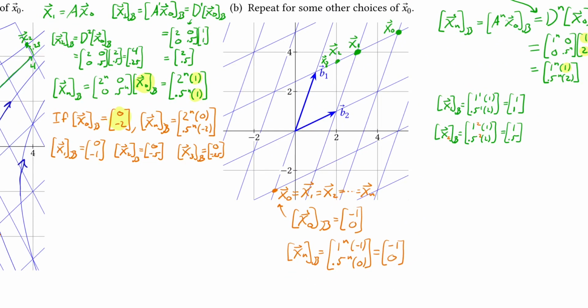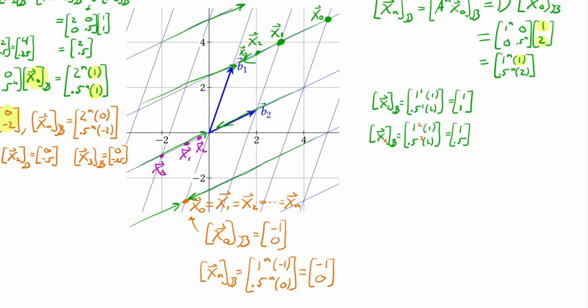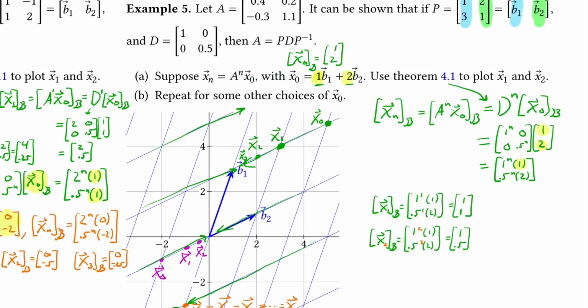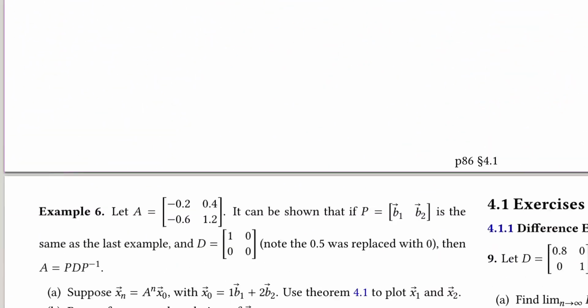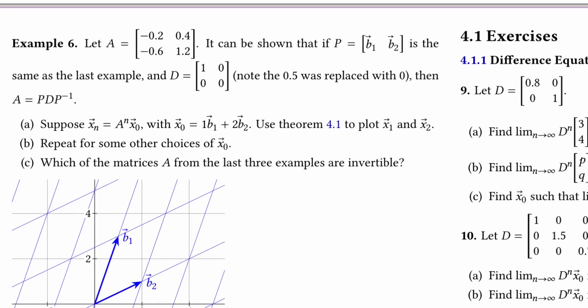And you can imagine if you have something else, like what if your x0 is over here? In this case, the b1 coordinate is 0. That's not going to change. The b2 coordinate is going to keep getting smaller, like so. Basically, everything's going to be getting closer asymptotically towards the b1 axis here. And if you're already on the b1 axis, like the orange one, then you don't move. So that's another kind of situation you can have by doing powers of a diagonalizable matrix. Let's look at one more. Here is example 6.